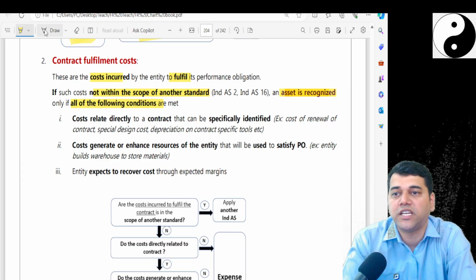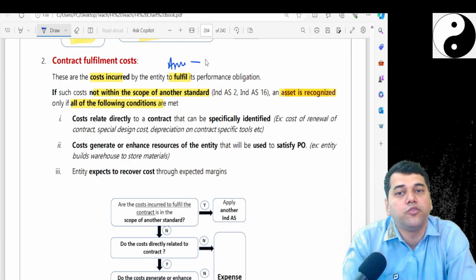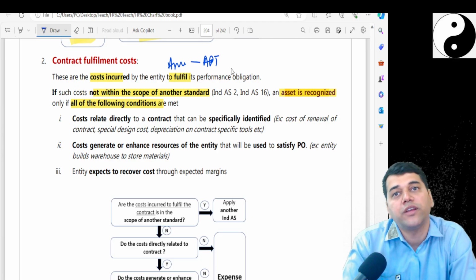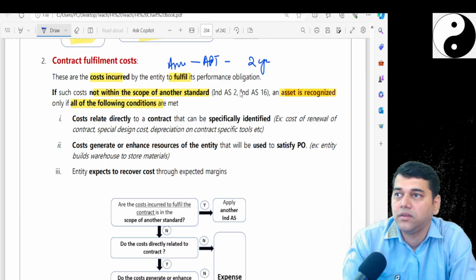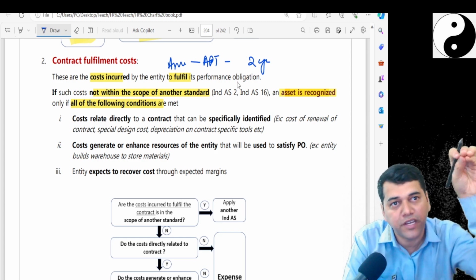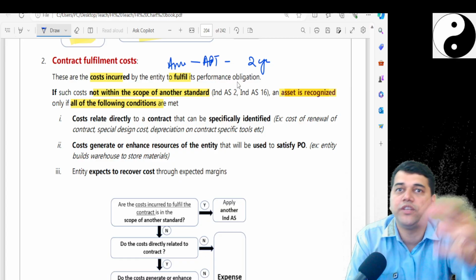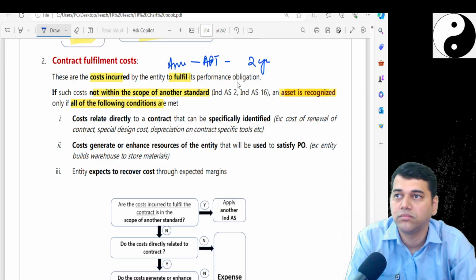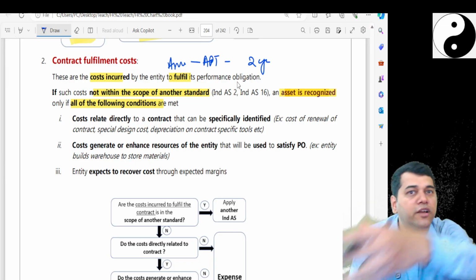You started constructing one asset. The performance obligation is fulfilled at a point in time. When will you recognize revenue? After 2 years. Now you start incurring cost, and you know that this cost is incurred specifically for that asset. Does it make sense to recognize the cost now when you are not recognizing revenue? The matching concept says: when you recognize the revenue, recognize the cost.